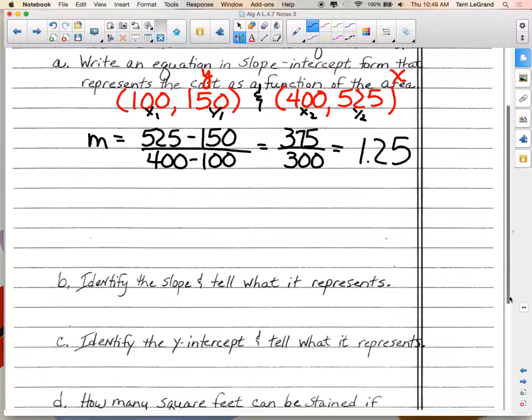Okay. Well, then the next thing we need to do is point slope form, so we're going to use m being 1.25. And we need to use one of our points. I kind of like the 100, 150 better. I don't know, it just seems friendlier. It's got more zeros in it. So now go ahead and do your point slope form.